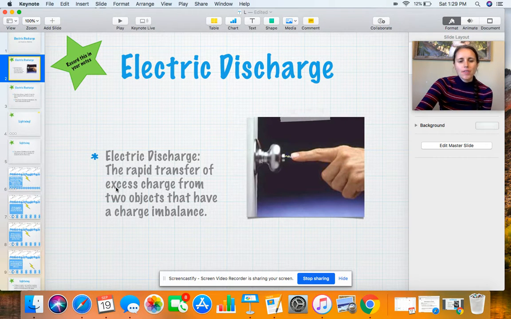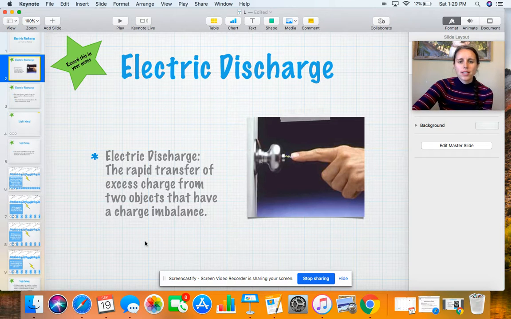It's a transfer of excess charge between two objects that have a charge imbalance. Two objects might rub together, and you might have one object be positive, one object be negative. This is called a charge imbalance. Charge imbalances are not stable, so oftentimes they will try to even out that charge imbalance.